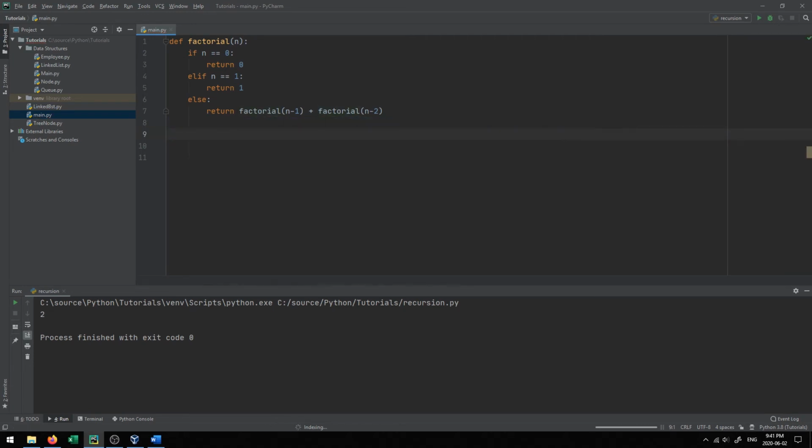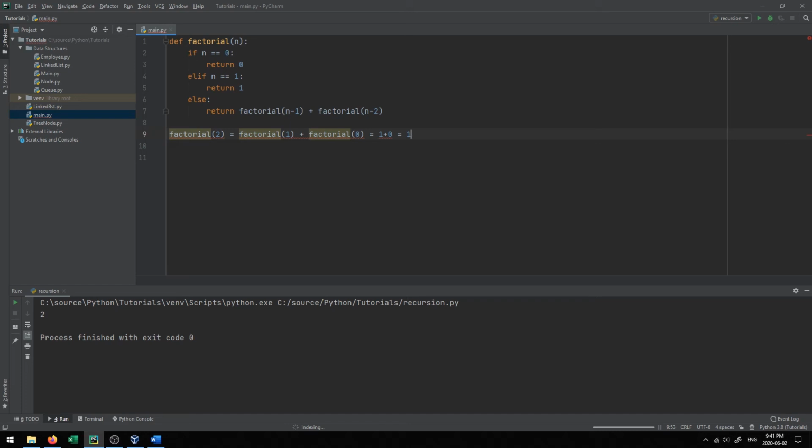So let's just do another example here quickly. Say that we were doing the factorial of 2, right? On the first iteration, we end up with factorial of n minus 1. So that'd be factorial at 1 plus n minus 2, which is factorial at 0. When this calls with 1, we end up with 1. And when we call with 0, we end up with 0, which gives us a result of 1. So you can see how we can continually simplify.